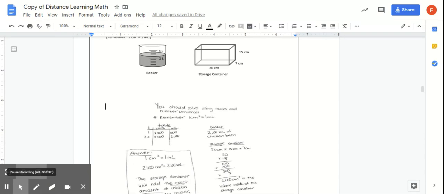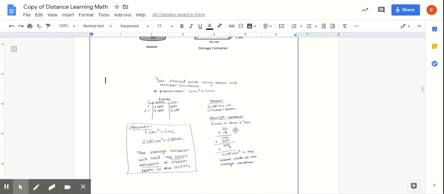So now that I've done that, my next step is to figure out how much of the chicken broth can fit inside of the storage container. Now, if we remember, the space inside of a rectangular prism is called our volume. So we're going to figure out our volume for the storage container. And we know that when we're finding our volume, we're going to multiply. So we're going to multiply 20 centimeters by 7 centimeters by 15 centimeters. You can see that I have my number sentence here below.